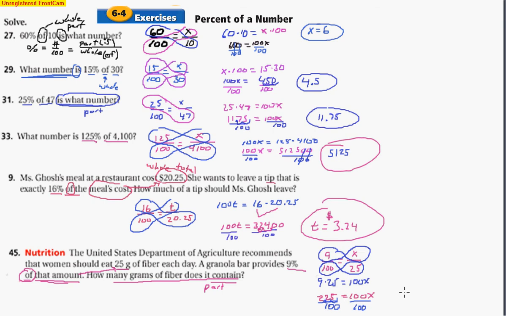So there it is. X equals 2 and 25 hundredths grams. Let's put those units in there since they gave us those units. So there it is. Some answers to some of the problems in the exercises. Good luck on the others.